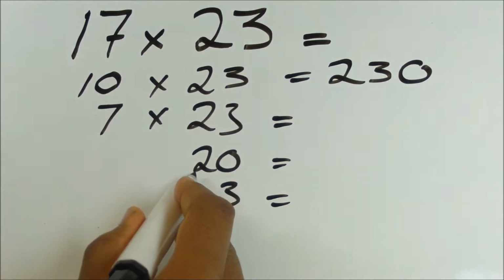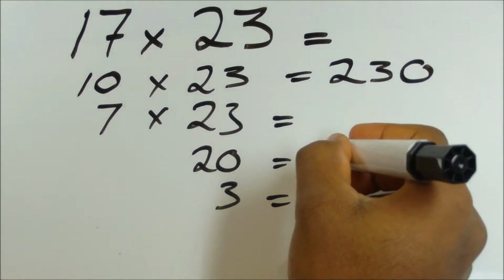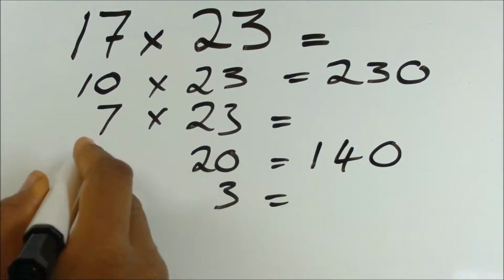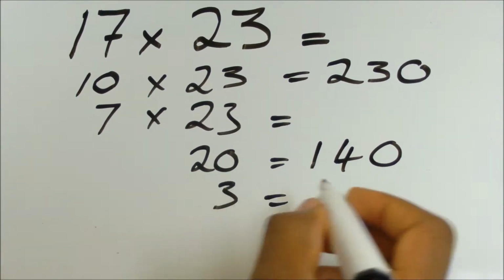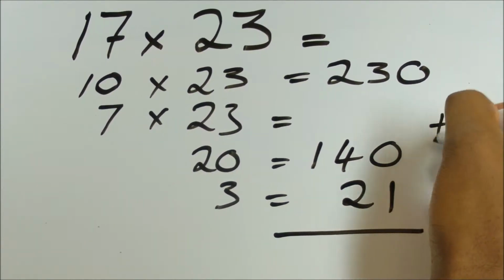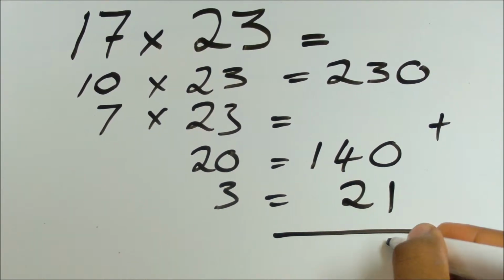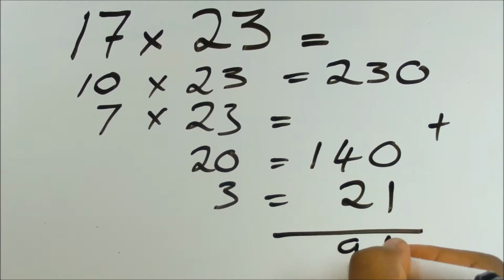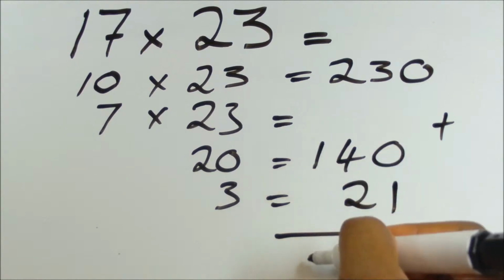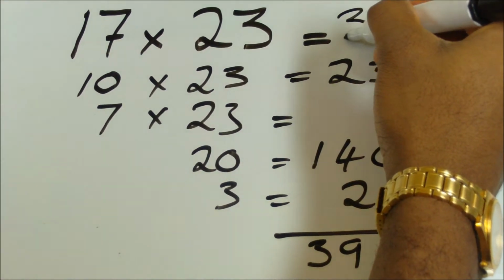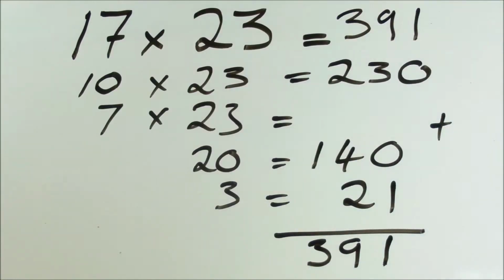7 multiplied by the 20, you just double that number, 14, and put the 0 in there: 140. 7 multiplied by the 3 is 21. Add up this number here, so you've got the 1 here, 3, 4 and 2, 9, 2 and the 1, 3, total number 391.